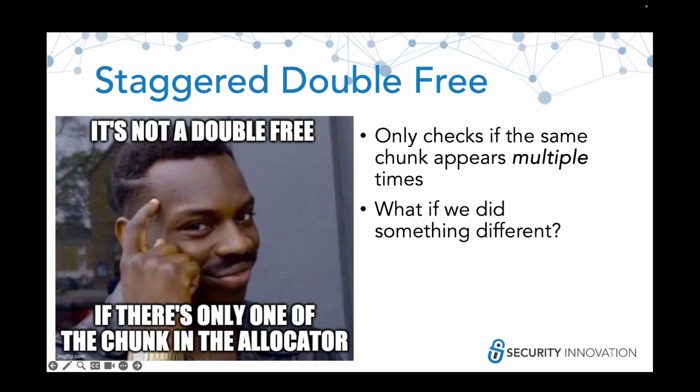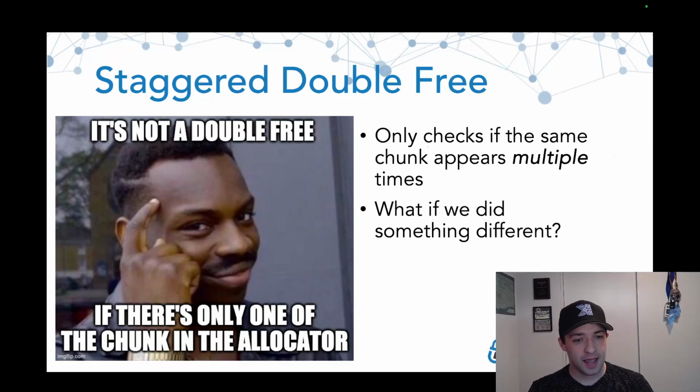But there is one form of double free that is much, much more common, but it's a little bit more complicated. And I call this a staggered double free. The idea behind this is exactly what's in this meme. It's not a double free if there's only one chunk in the allocator. Now, what does that actually mean in this context? Well, if I free something and then it gets allocated, and then I use that original pointer to free it again, we can free something multiple times without actually triggering the double free protection. Because the double free protections we talked about require a chunk being in a bin more than once.